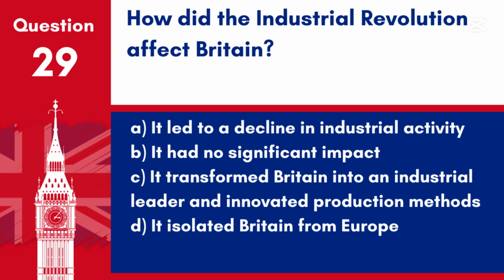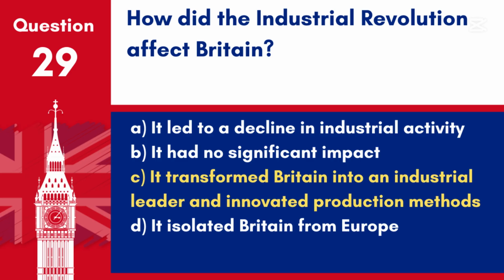Question 29. How did the Industrial Revolution affect Britain? A. It led to a decline in industrial activity. B. It had no significant impact. C. It transformed Britain into an industrial leader and innovated production methods. D. It isolated Britain from Europe.